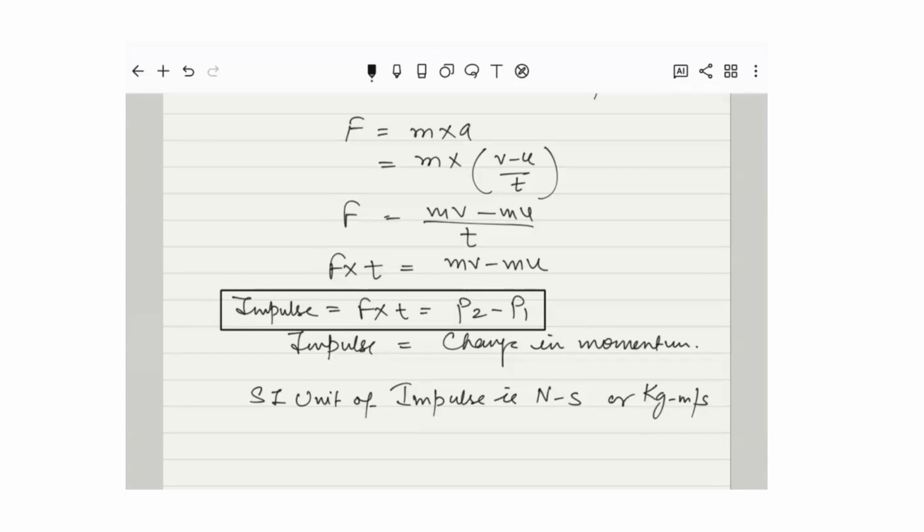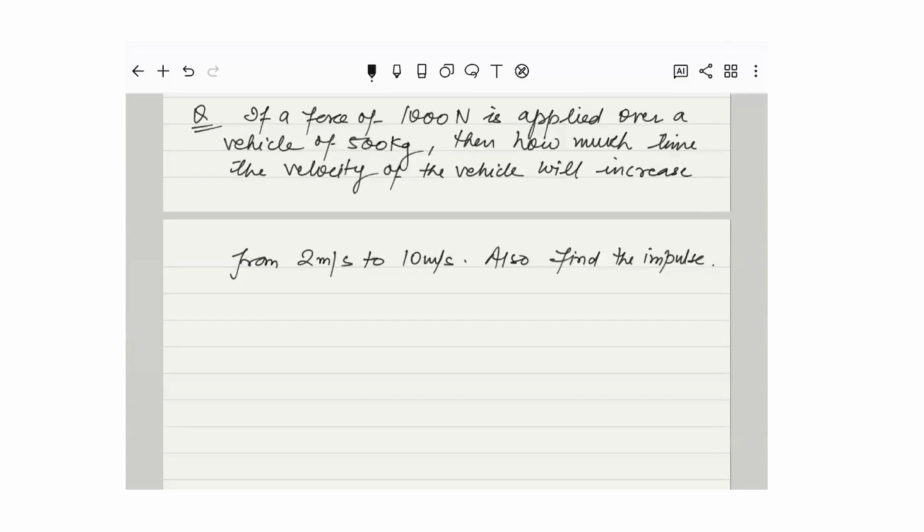Now let's see a question. Please note it down quickly. In this question, if a force of 1000 Newton is applied over a vehicle of 500 kg, right? Then how much time will the velocity of the vehicle take to increase from 2 meter per second to 10 meter per second, and also find the impulse, right? So these are the values which are given to you, right? So very first in the question, write down what physical quantities are given to you. Okay?